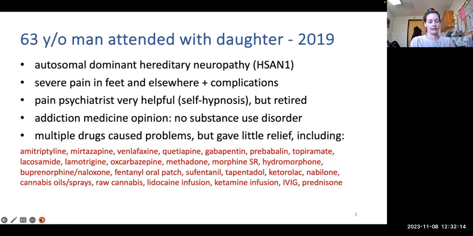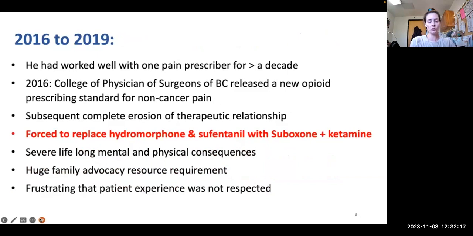And I'll get you to go to the next slide. And I just want to paint a clinical picture of what happened to my dad, Ross, from 2016 to 2019.